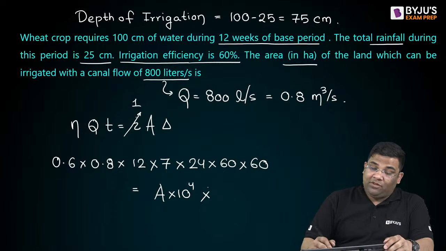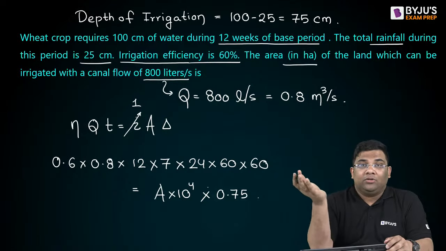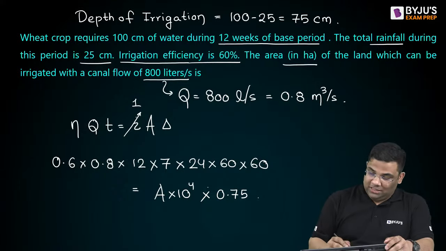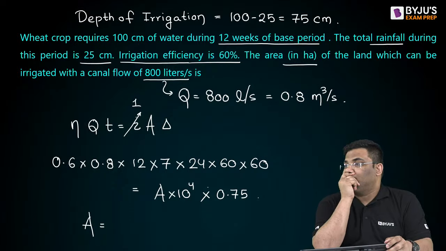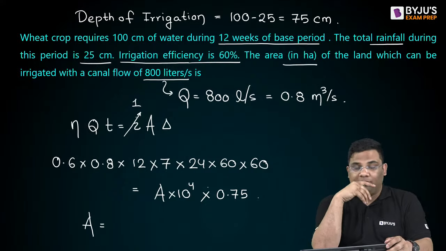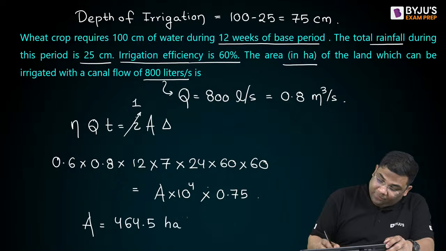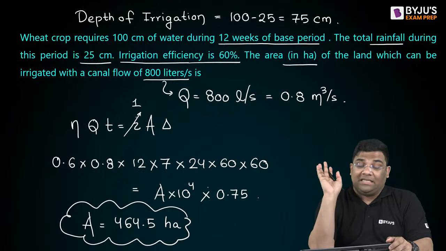Into the depth of irrigation, which is given as 70 centimeter. So I'll convert into meter. Everything convert into meter or second. So the final answer, this side also meter cube, that's also meter cube. So from here, tell me what A you are getting? 464. Yeah, we'll get 464.5 hectare. Understood? So they might ask you questions from this equation. You can use this equation and solve maximum number of questions.